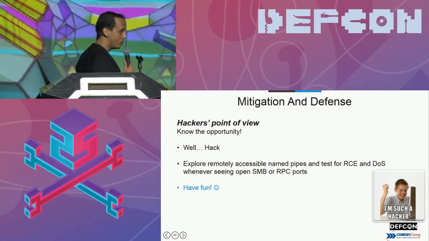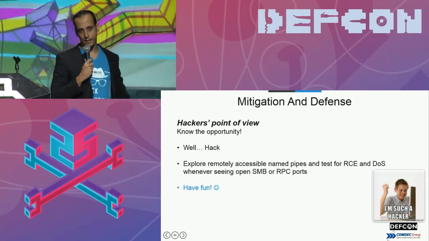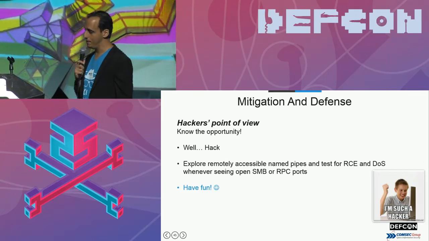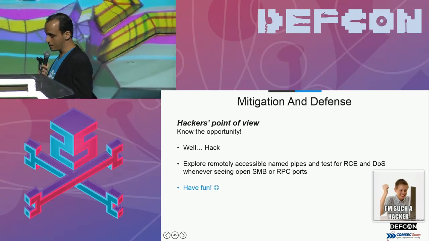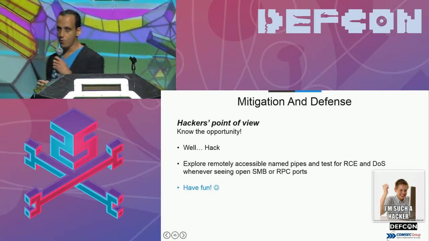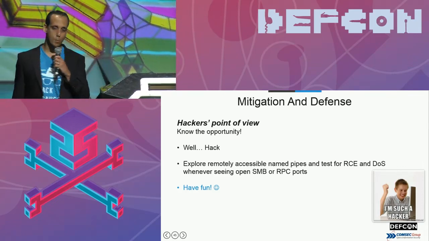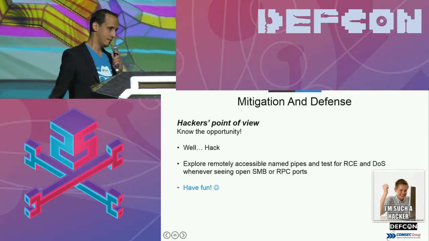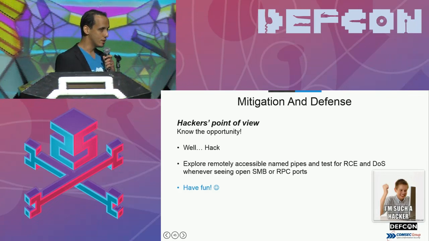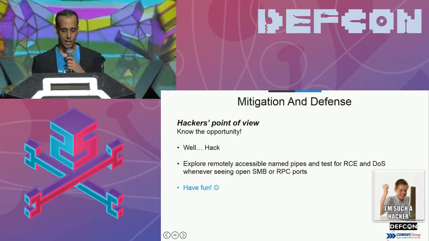My favorite point of view, which is the hacker's point of view: just know the opportunity and hack. You should just use the technique that I showed you in order to search for remote code execution and remote denial of service, whenever you see open SMB and RPC ports, and just have fun. You can use it in order to find zero-day vulnerabilities that are completely uncharted.